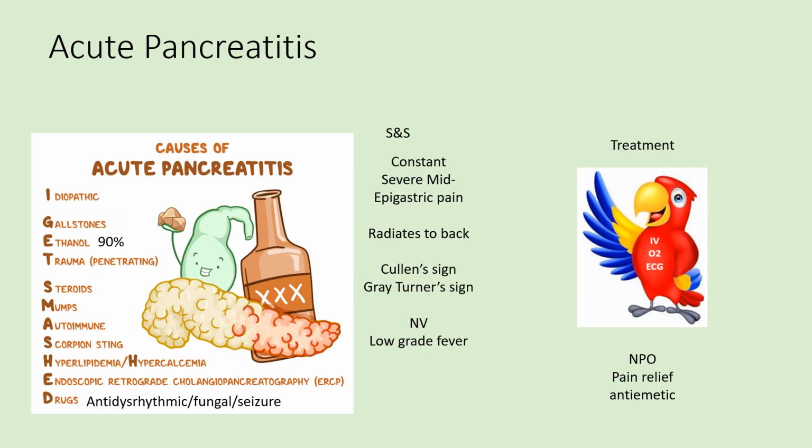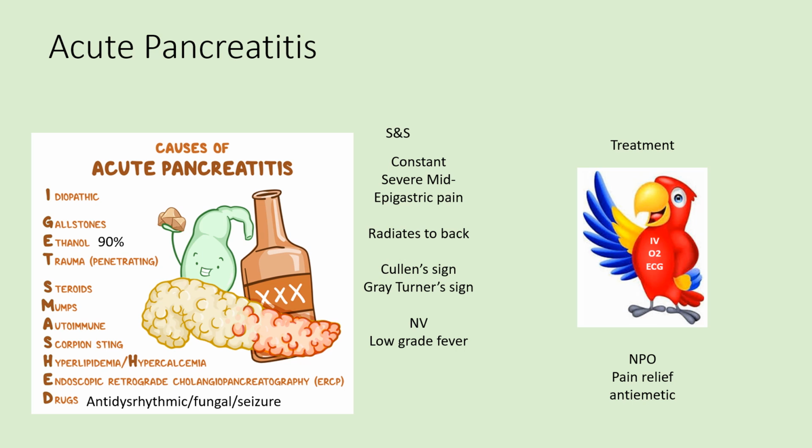Acute pancreatitis is when the pancreas starts to digest itself. Causes are I GET SMASHED. Idiopathic or unknown cause, gallstones, ethanol, I drink too much alcohol, 90% of the cause, or trauma. Then smash: steroids, mumps, autoimmune diseases, scorpion stings, hyperlipidemia or hypercalcemia, and then ERCP and drugs: antidysrhythmic, antifungal, and seizure drugs.